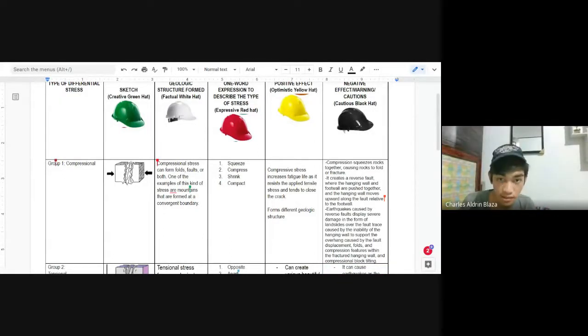In the positive effect, in the yellow optimistic hat, compressive stress forms different geological structures. Just like what we said before, it forms mountains. And it also tends to close the cracks in geological structures. And its negative warnings or negative effects: it can cause earthquakes, just like many of the stresses that we have. It can cause severe damage to the surroundings and cause landslides, and can cause displacement, faults, and compression, and many other catastrophic events.